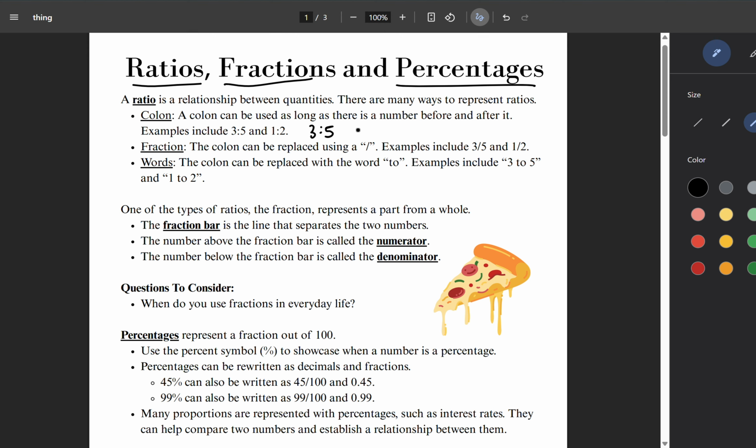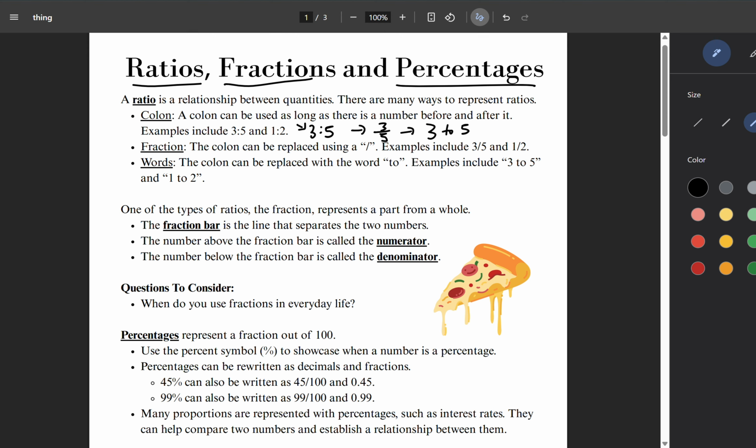Another way to write this ratio is we write 3 over 5 as a fraction. So we have the numerator and the denominator, and we have the fraction bar that separates the two. And last but not least, we can also write 3 to 5 in words. Very simple, just like how we pronounce this ratio over here.